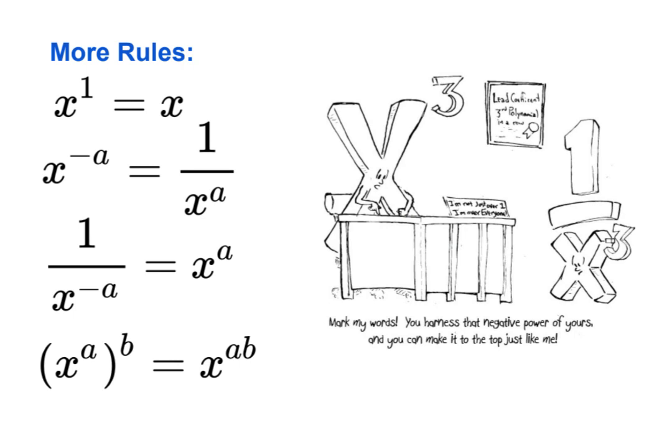The last rule is if you have a base with an exponent, and it's got a second exponent, to simplify that, you can multiply these two exponent numbers and simplify it into that. Again, we'll look at some examples. Hopefully that'll make more sense.